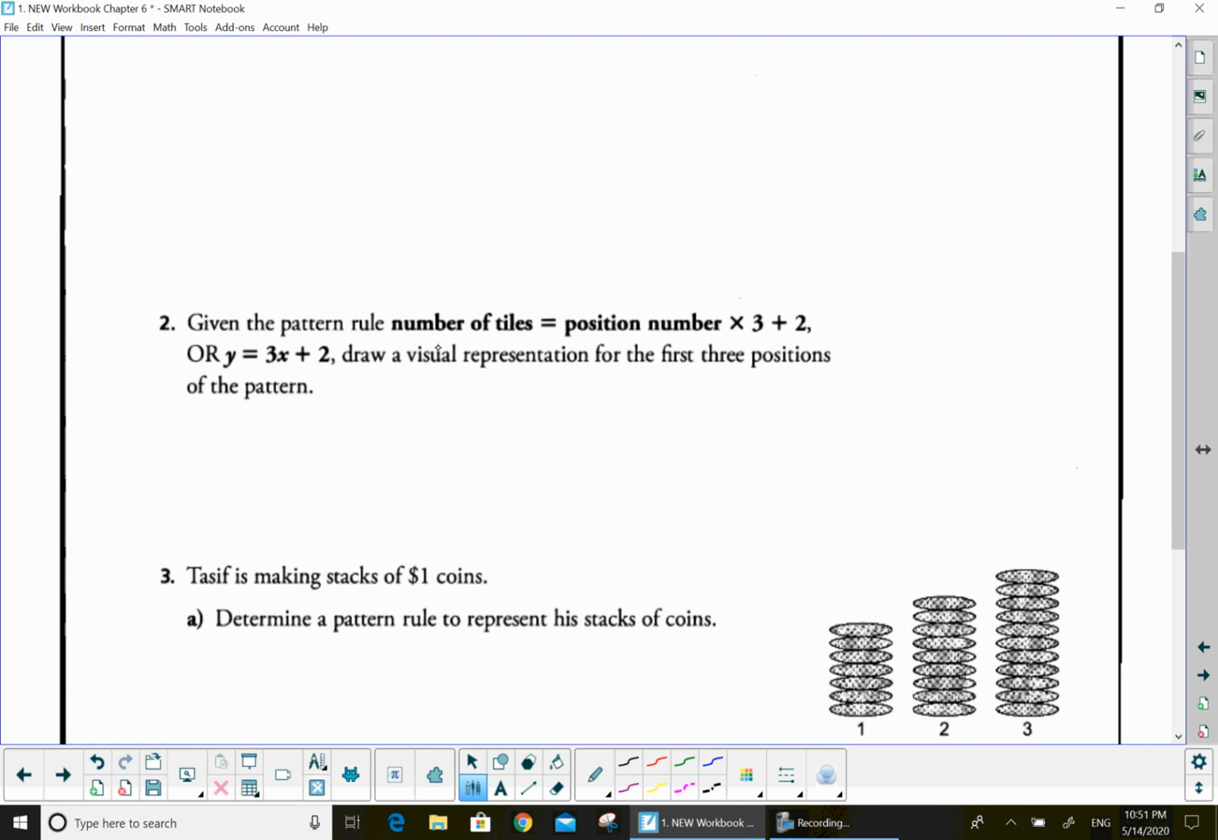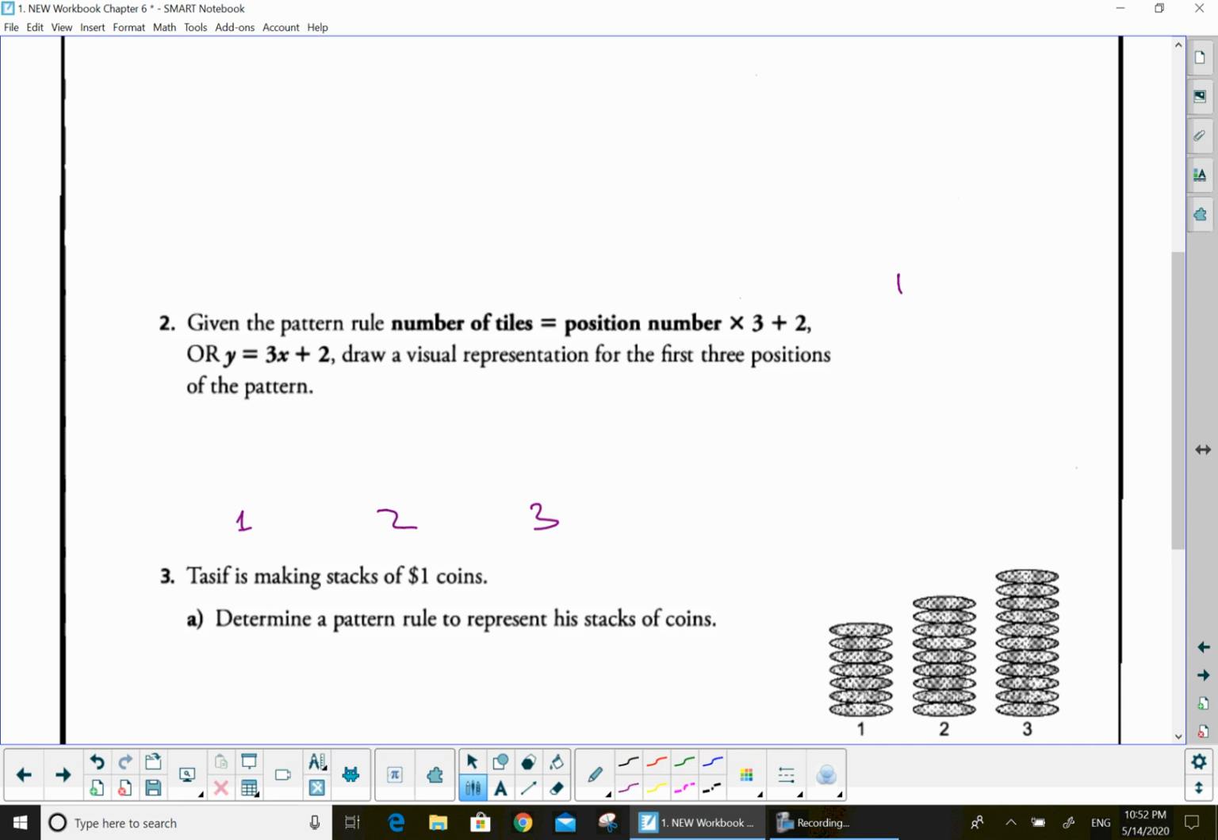It says, given the pattern rule, number of tiles equals position number times 3 plus 2, or y equals 3x plus 2. Draw a visual representation for our first three positions. All right, so visual representation, 1, 2, 3. If you remember from 6.2, because it's pretty much the same, we can determine the position numbers just by substituting 1 instead of the x, and that's going to give me the value for position 1.